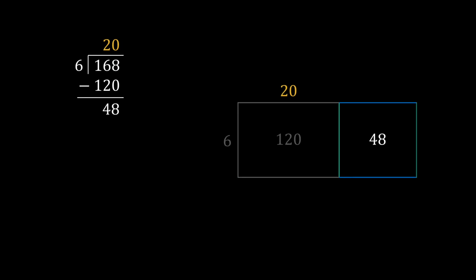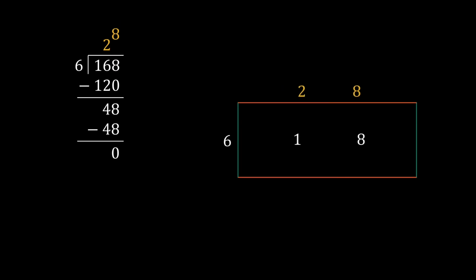So now we have a rectangle with an area of 48 and side 6. So the side of this rectangle must be 8 because 6 times 8 is 48. So now we have the entire length of the rectangle. So 168 divided by 6 is 28, but let's continue with the process to keep it consistent. So we write the 8 at the top, and then we multiply the 6 and the 8, and we subtract it to get to 0. So technically we're done now. So now we can just combine the 20 and the 8 to get 28, and then that's our answer.